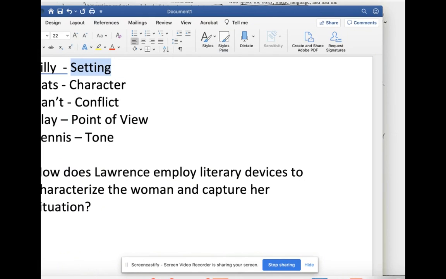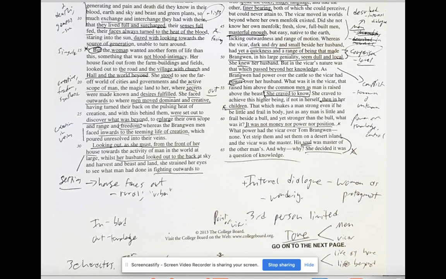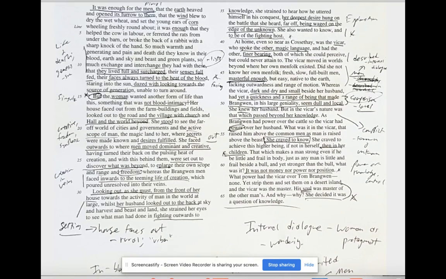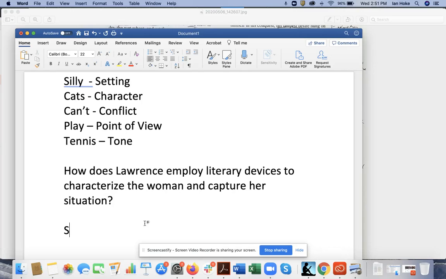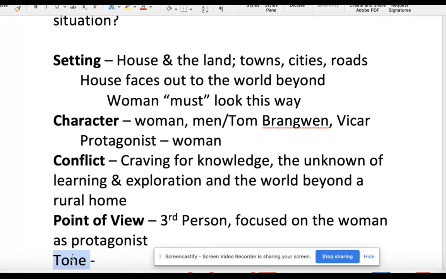All right. How does Lawrence employ literary devices to characterize the woman to capture her situation? Well, internal dialogue. We've got these lists, and we can talk about some of that. All these comparisons. There's something to that. All right. So setting. House. And the land.